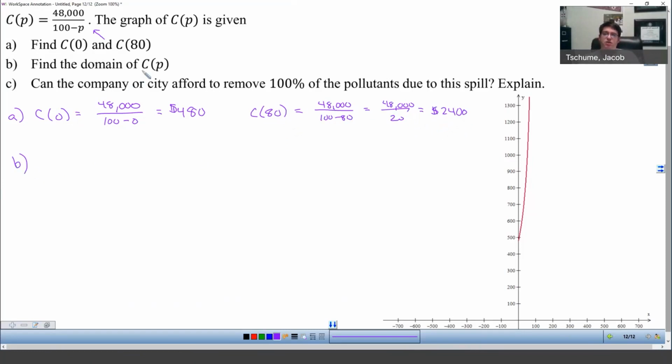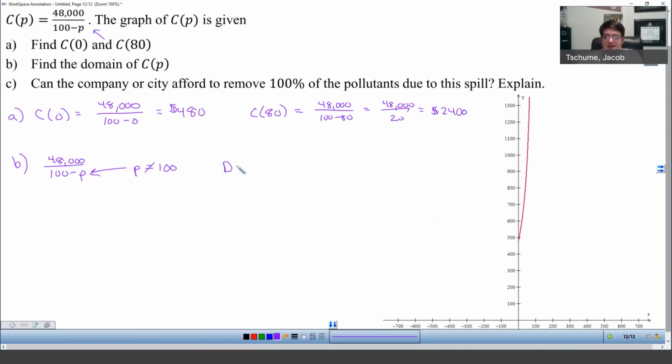Part B, find the domain of C of P. So the domain would be what P values can you plug into this function. Now, if you look at 48,000 over 100 minus P, the domain has an issue because P cannot equal 100 on the bottom. Otherwise, that will give you a 0 and you can't divide by 0. Also keep in mind that you can't have a negative P value because you can't have negative pollution percentage, and you can't go over 100 because you can't remove more than 100% of the pollution.